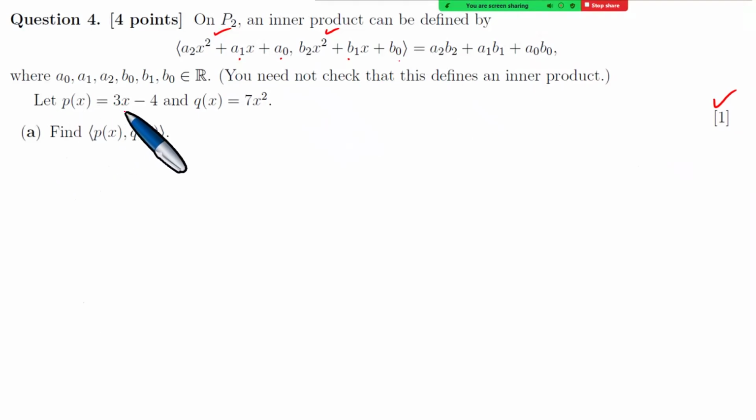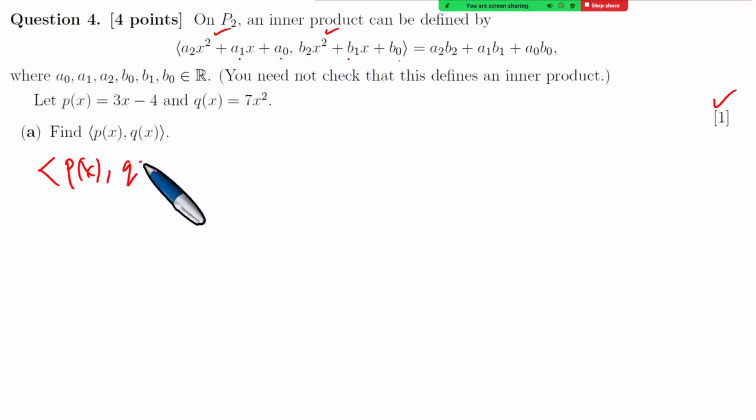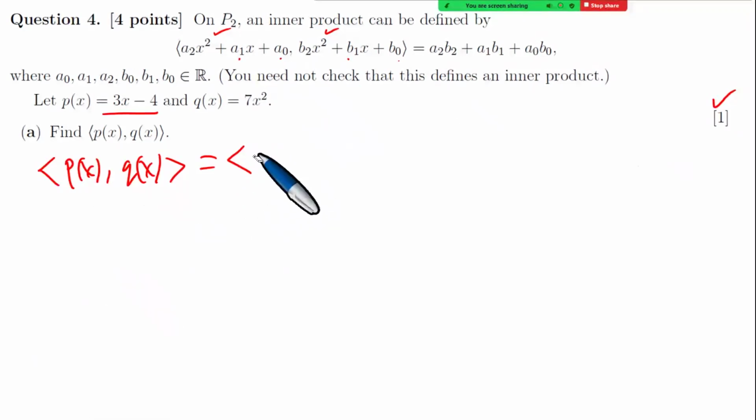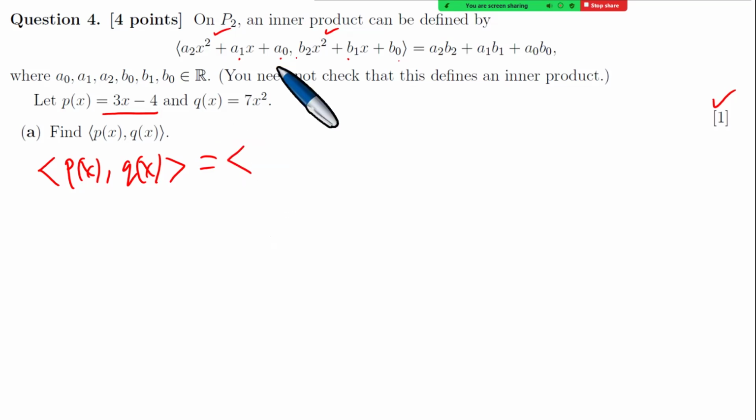Let P of x be 3x minus 4 and Q of x be 7x squared. Find the inner product of these. It's as easy as it gets. So at this point, you find the inner product of Px and Qx. You can just put everything in there, but now you can write it nicely, Mr. Examiner. Make sure you avoid mistakes. Write it like the formula says.